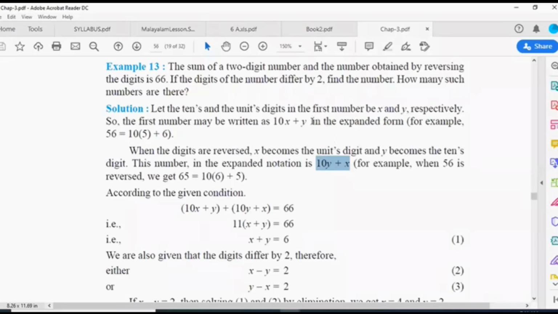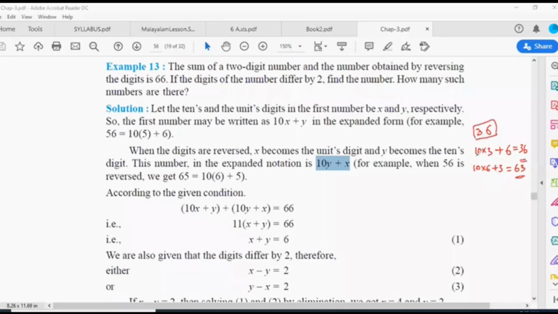Okay, so I show here. Suppose the 2-digit number is 36. We can write this as 10 into 3 plus 6, right? 10 into 3 plus 6 is 36. And if you reverse the number, what will come? 10 times 6 plus 3, right? 10 times 6 plus 3 is what? 63, the reverse number, right?